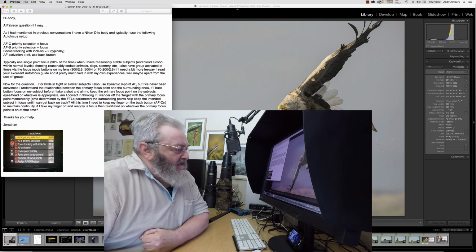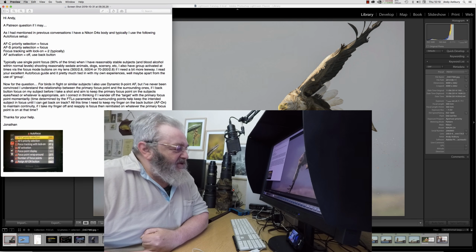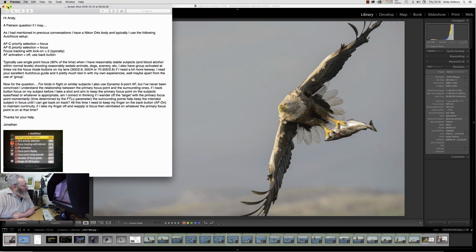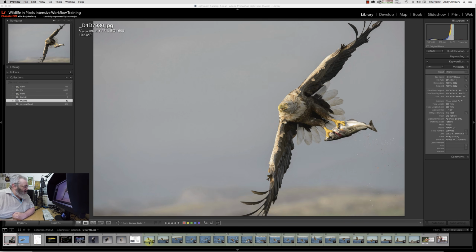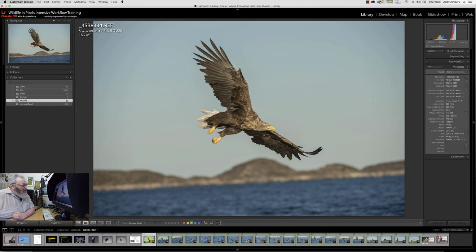So the first thing I'm going to do is just minimize Jonathan's question here, and we'll come to this shot here. Now, we've got a sequence of 20 shots running along here of this particular white-tailed seagull, which I shot a few weeks ago over in Norway.